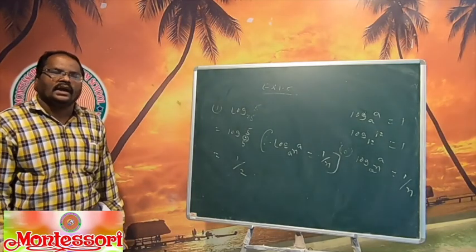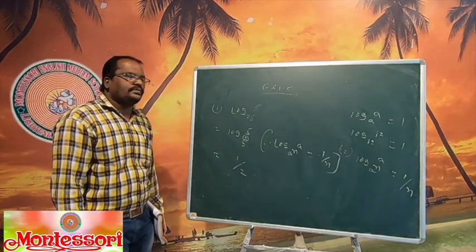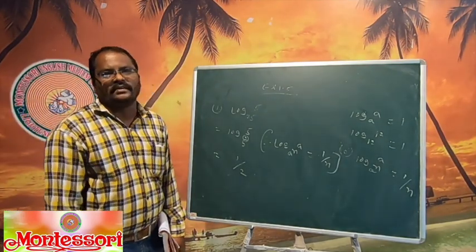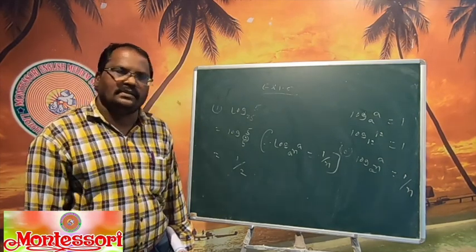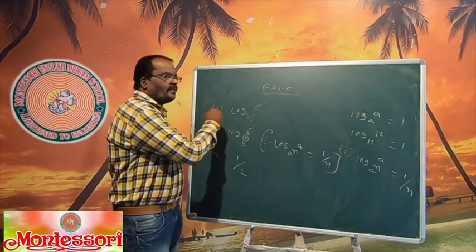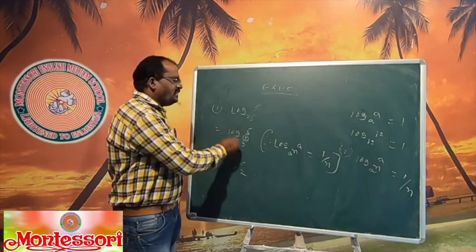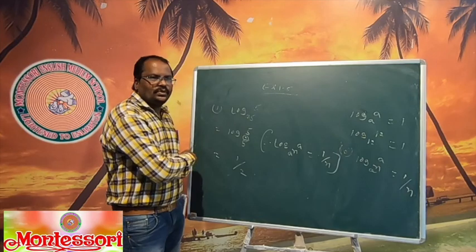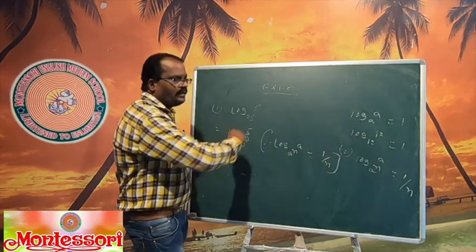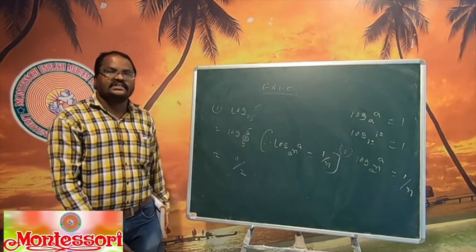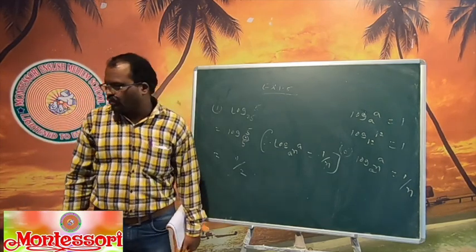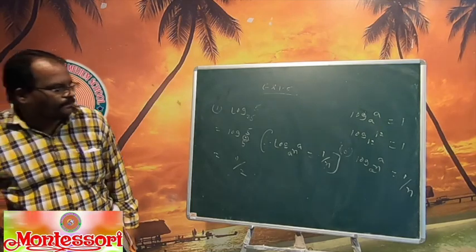Again, a revision. Log of 5 with base 25 is given. The base is 25. 25 is written as 5 squared, 5 times 5. Here a is 5 and n is 2. That means you have to write 1 by n, in place of n write 2. So your answer is 1 by 2. Now come to the second question.